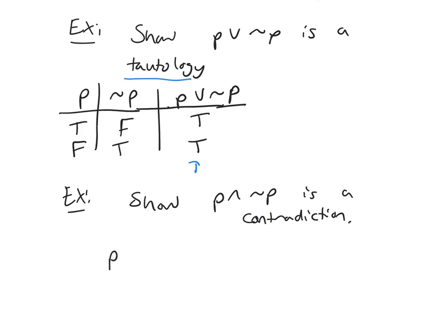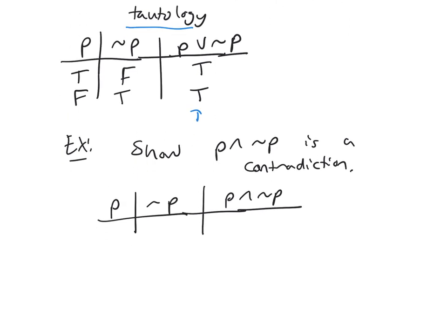So P, not P, and P and not P. Again, you have two rows, true, false, flip them, false, true, and then it's an and, so I need two T's to get a T. So both of them are going to be false. So this part tells me that this is a contradiction.